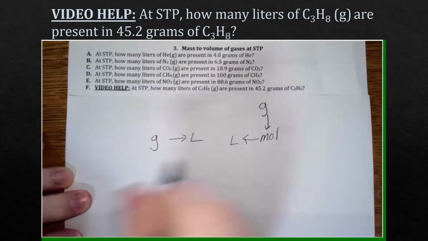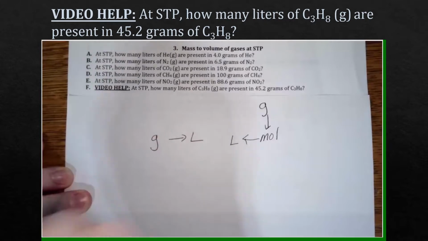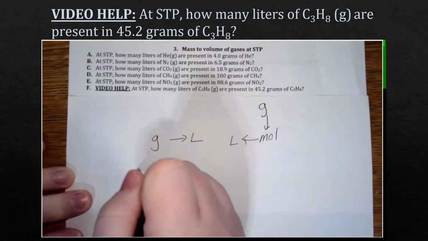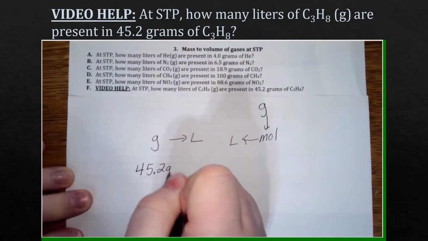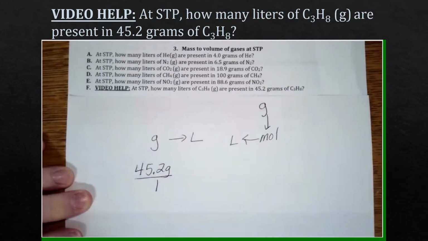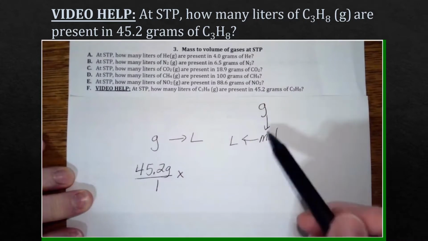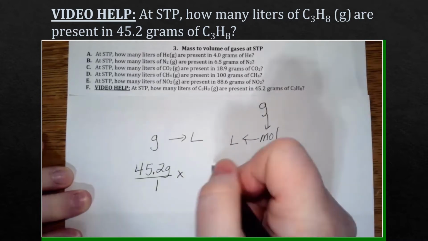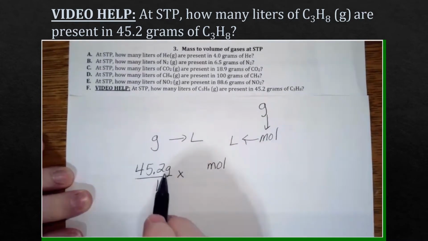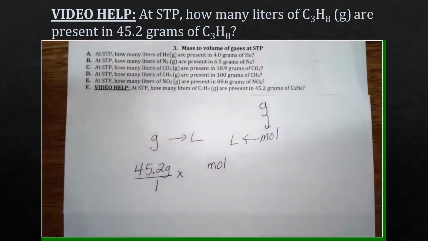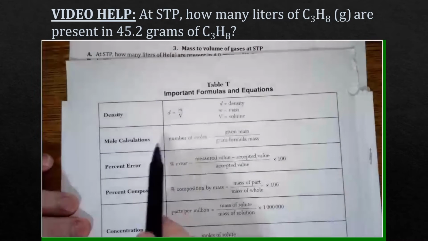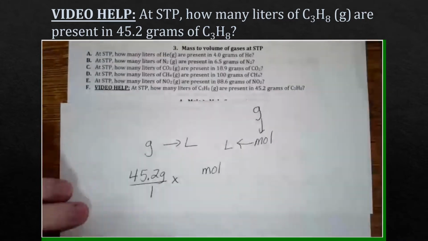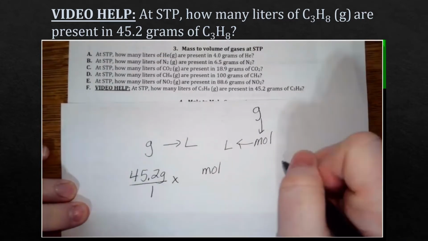So I'm going to write what I was given in the problem and put it over 1. Since I'm not switching substances, I'm not going to write the substance. So I'm just going to write 45.2 grams over 1. Now, my next step is I've got to get to moles. That's the big thing. All roads lead through moles. So how can I change grams to moles? Well, if you look on the back of your reference table, moles I can get with mass and gram formula mass. So I need the gram formula mass of C3H8.